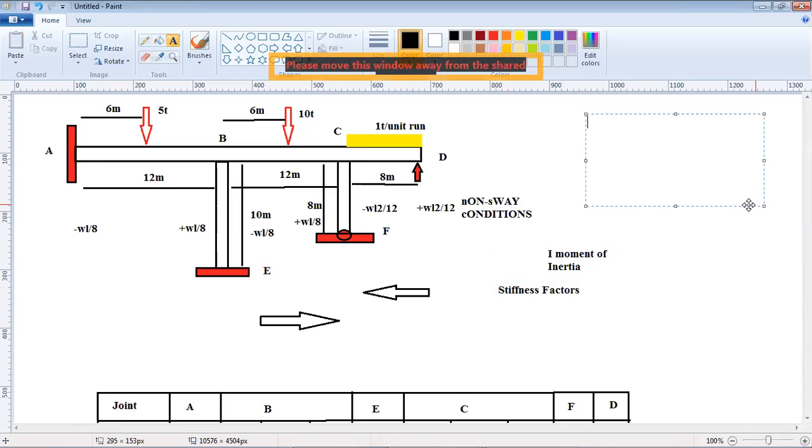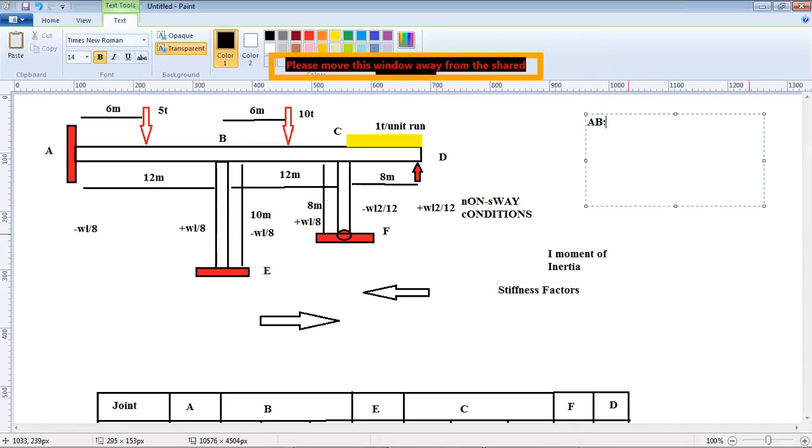Now let us calculate the stiffness factors for BA first, then BE next, and then BC third, at joint B. I have to calculate the distribution factor, so I have to calculate the stiffness factors of all these three elements. Now for BA, the other end A is fixed, so it will be I divided by L. L is 12. Now for BE, the other end is fixed. It's I divided by L.